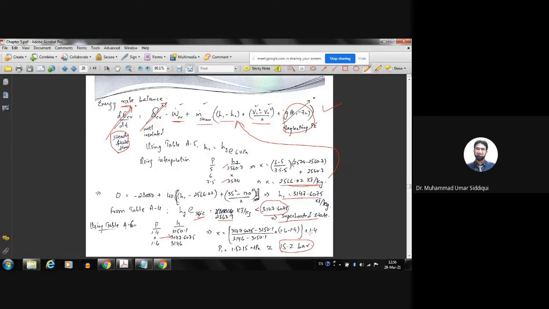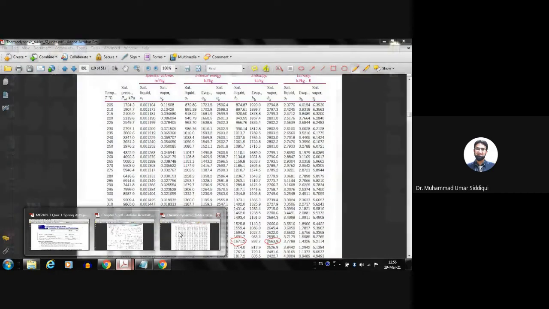Is there anything which is not clear? Please ask. Could you do the last part where we determine the superheated state? Could you do that using the table? Okay. So till here it is clear or not? Yes, it's clear. Okay. So let's go to the superheated state table. Superheated table.